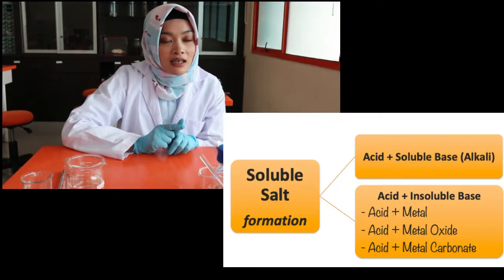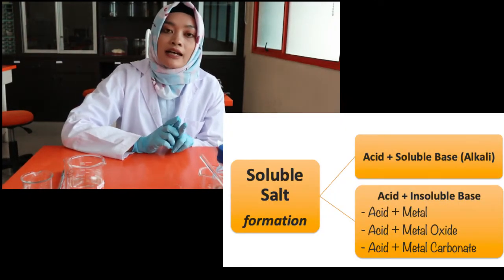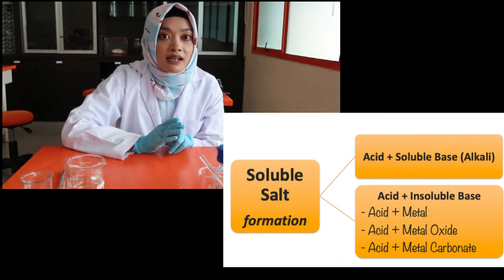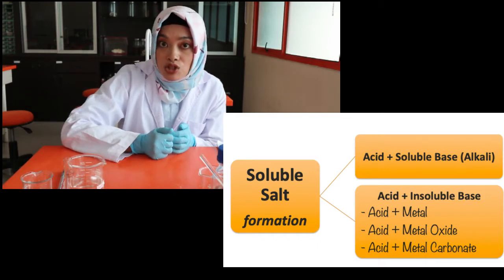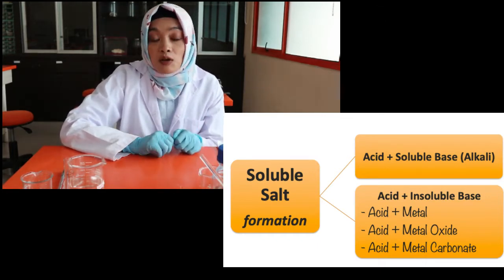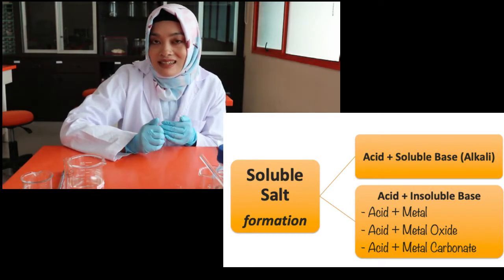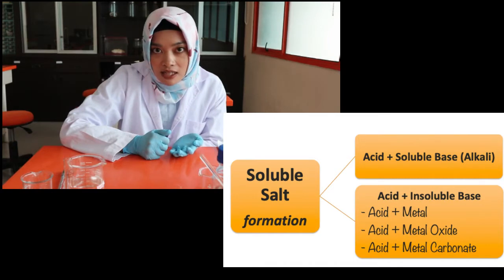For the soluble salt, there are two ways to make the salt. The first one is by reacting aqueous acid with aqueous alkali. Now alkali is actually a base, but it is soluble, means that this base is an aqueous solution. So we're going to mix aqueous solution and aqueous solution. At the end, we're going to get salt. This salt can be separated from the product mixture by evaporating it later.